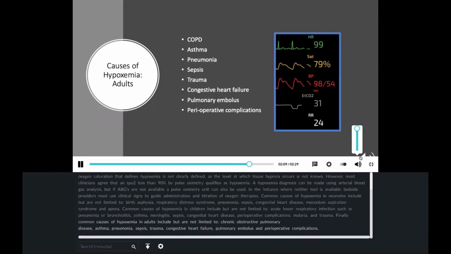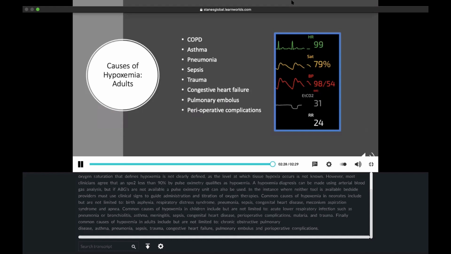Finally, common causes of hypoxemia in adults include, but are not limited to, chronic obstructive pulmonary disease, asthma, pneumonia, sepsis, trauma, congestive heart failure, pulmonary embolus, and perioperative complications.